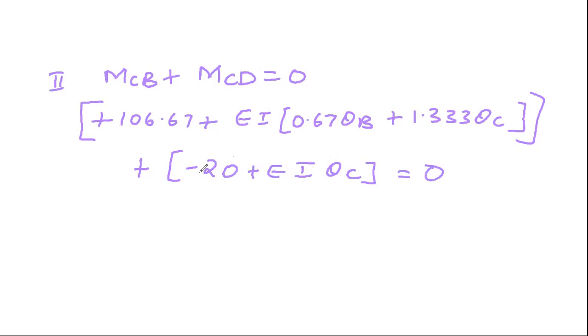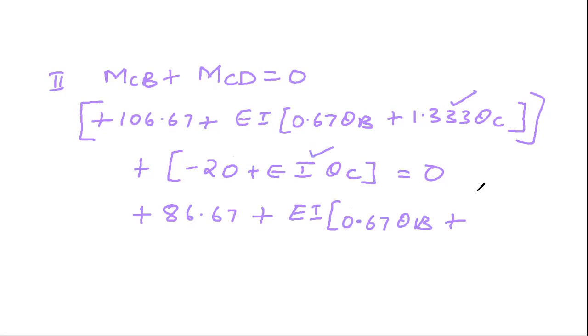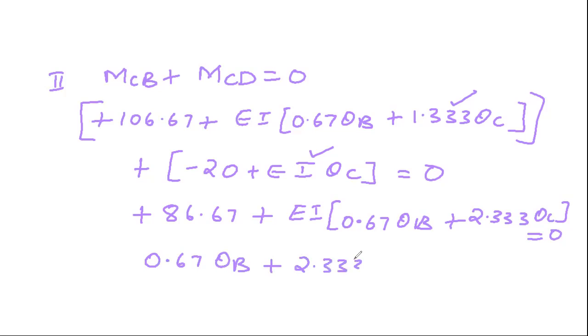Now 106.67 minus 20 is 86.67, that is going to be positive. So plus 86.67, plus only the theta B term is there over here. So take EI common: 0.67 theta B plus 1.33 theta C and EI theta C. So 1.33 plus 1 is 2.333 theta C, equal to 0. If I rewrite this equation, it will be 0.67 times theta B plus 2.33 times theta C equals minus 86.67 by EI.